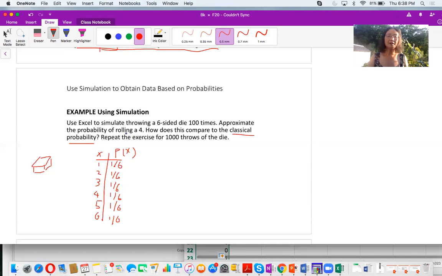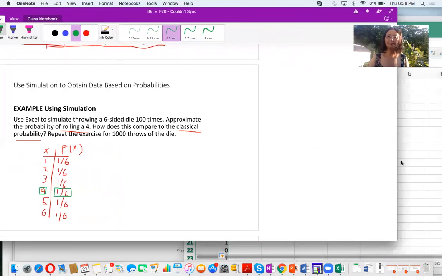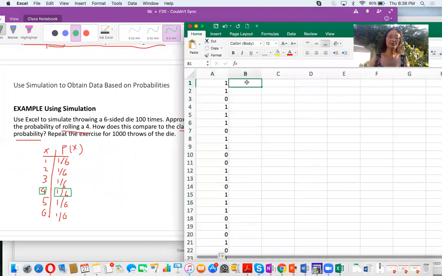So we get the classical probability. To answer the question, if you roll a die, the probability of rolling a 4 is 1/6. See here, the probability of rolling number 4 is 1/6. That is the classical approach. Now let's use Excel to do it. When you throw a die, you get any number between 1 to 6.